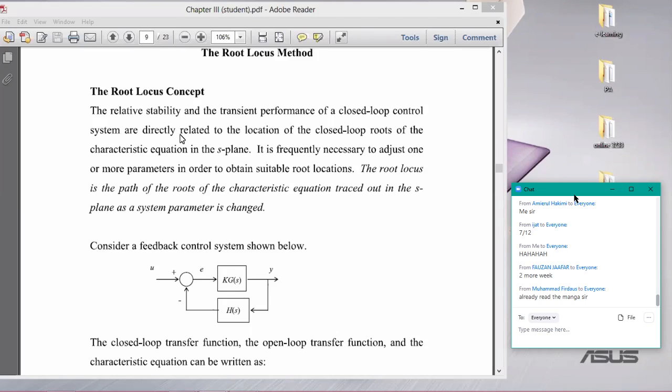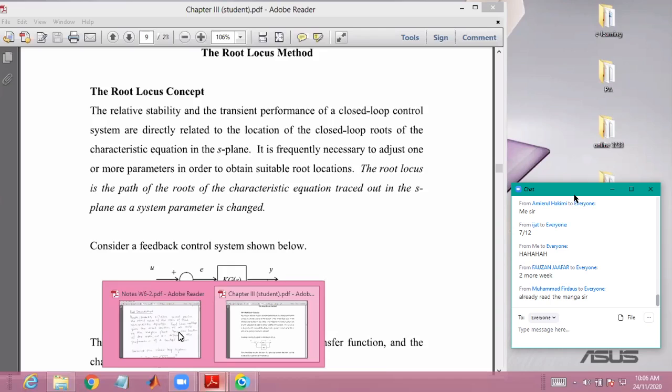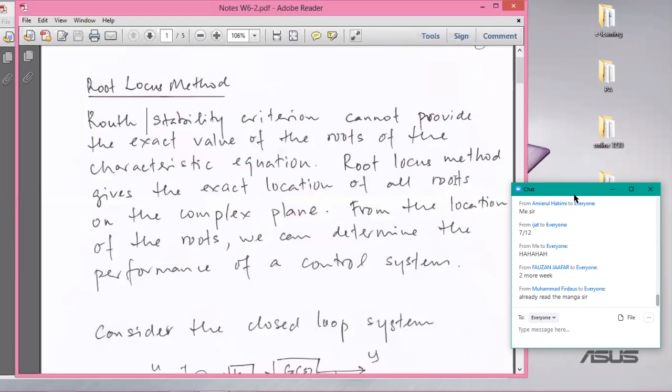The root locus method allows us to trace the location of all roots on the complex plane as one of the parameters varies from 0 to infinity. Normally, we are going to vary the proportional controller. So in that case, this root locus method is quite important. I have written some notes on this. You can read. Let's go to my notes. I also uploaded this note on your e-learning. You don't have to copy anything.